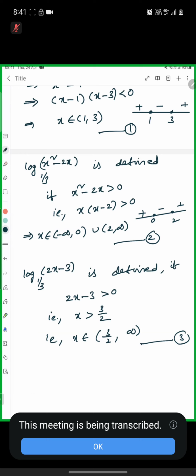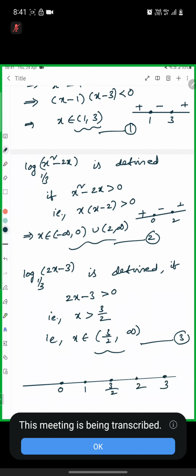Tell me the real numbers that are there in all the inequalities. 0, 1, 3 by 2, 2, 3. Which is least among all of them? 0. Next, 1, then 3 by 2, next 2, next 3.